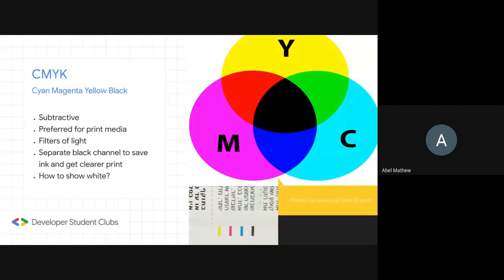So in CMYK, it's subtractive. So I was explaining subtractive effect. The way we perceive colors is if something is red, it is because it's absorbing all the colors except red. Works fine? Yeah. So that's the basics.